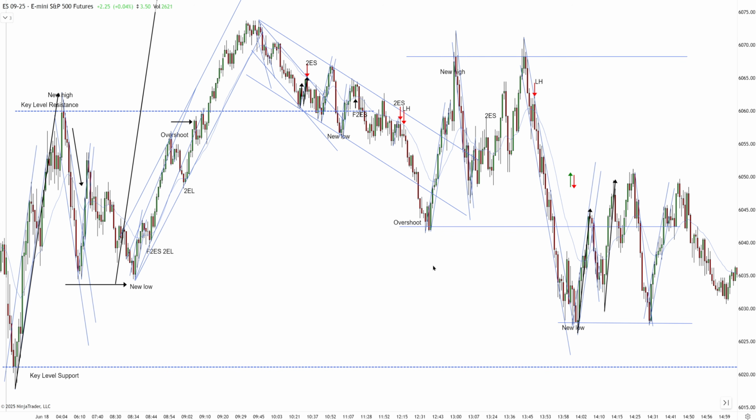Today was FOMC announcement day, so just make sure you're not trading right around the news. There can be a spike in volatility. But overall, looking at the chart, it doesn't really look that distorted and that bad as I initially expected. So actually the FOMC didn't really affect price action that much. It's pretty much still quite structured.